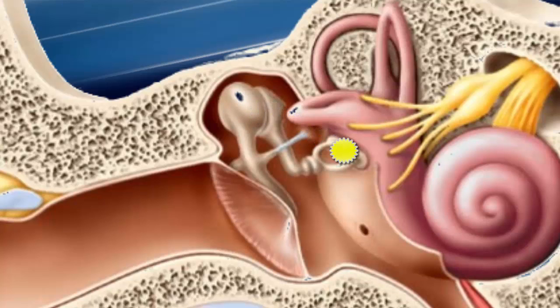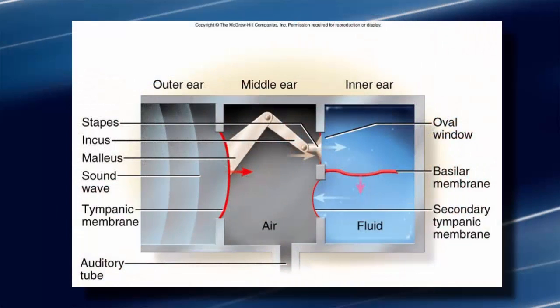The malleus is attached to the tympanic membrane, and the stapes overlies the oval window, which is the gateway to the inner ear. Sound waves are converted to mechanical vibrations at the tympanic membrane, and these oscillations are transmitted through the ossicles. We can see that concept very nicely in this schematic.